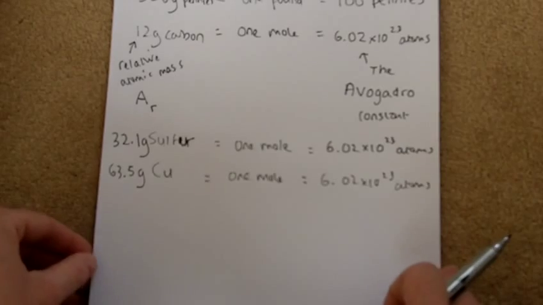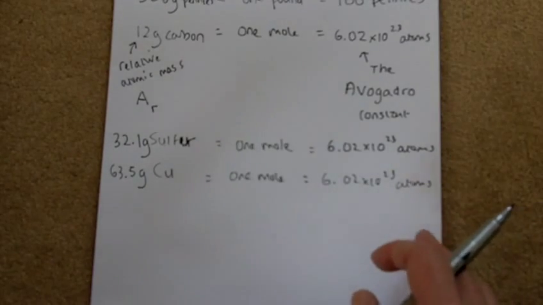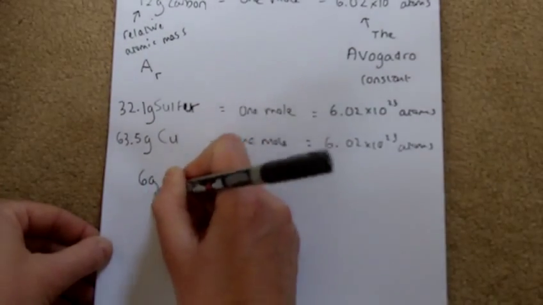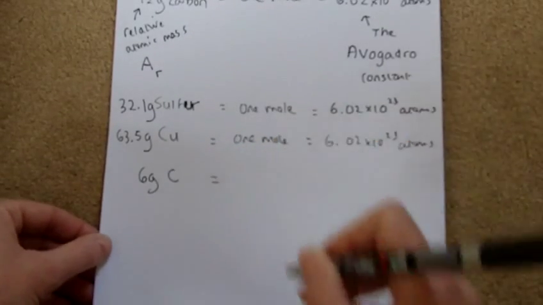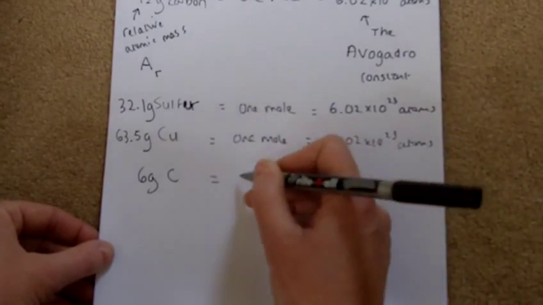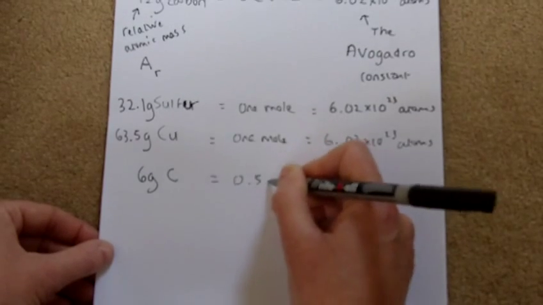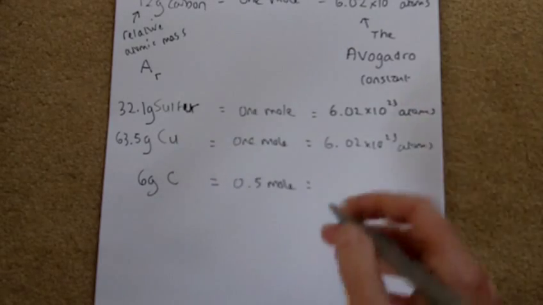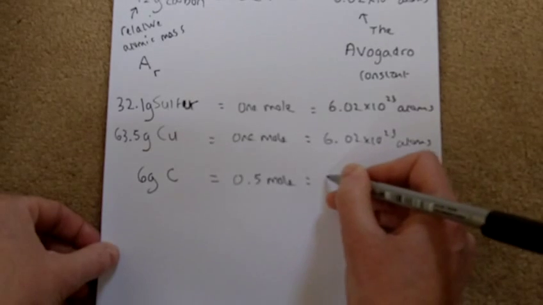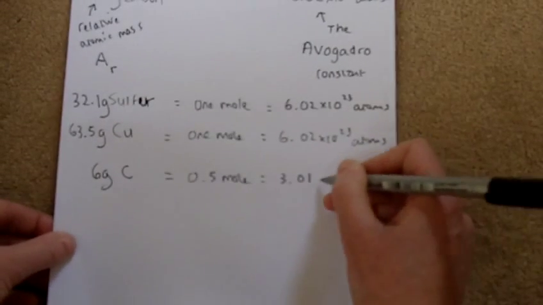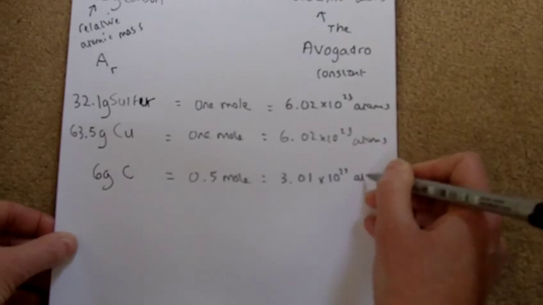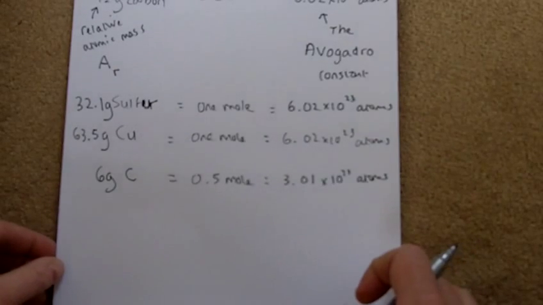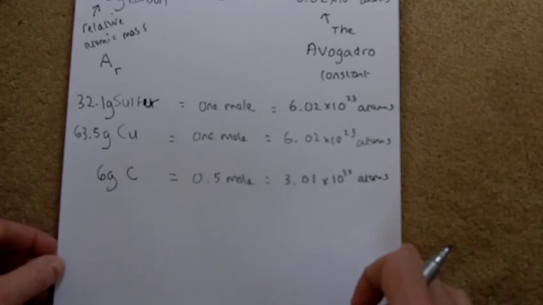So what if I haven't got 12 grams of carbon? Maybe I've only got 6 grams of carbon. How many moles of carbon have I got? Then I have got half a mole of carbon. I wonder how many carbon atoms are there? There are half of this amount of carbon atoms, so that'll be 3.01 times 10 to the 23 carbon atoms. So just the relative atomic mass in grams is 1 mole.